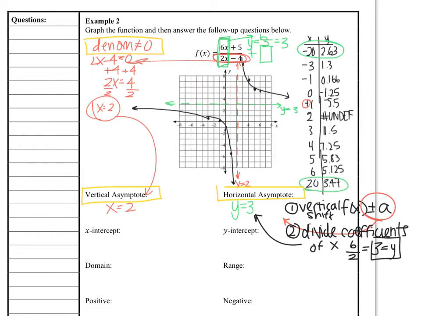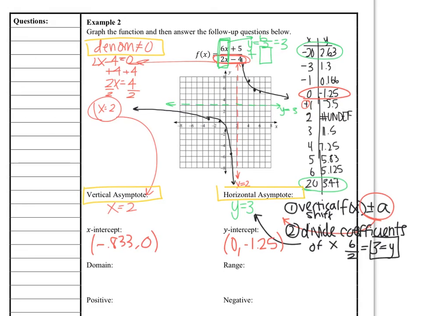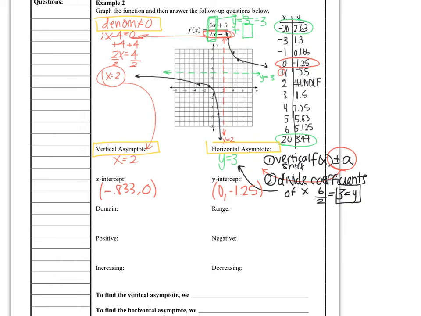So the y-intercept is the easy one to find right now because we have the table. So it's over 0 down negative 1.25. The x-intercept I didn't show you, but I would have done that with menu, analyze, and then 0. And that gives me negative 0.833, comma 0.